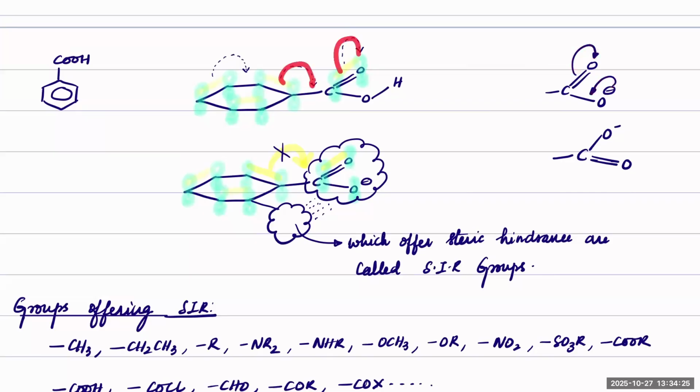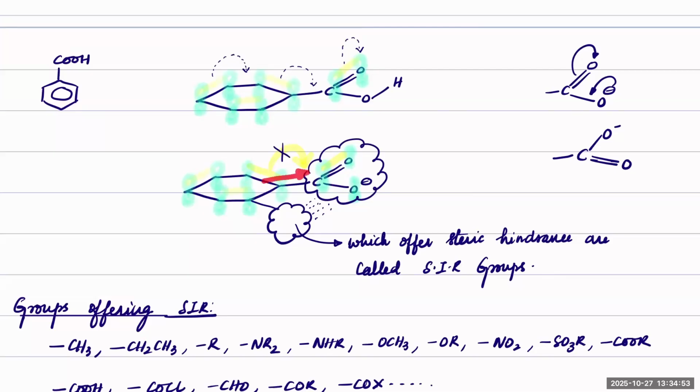But by chance, if there is any bulky group at ortho position, now this group and this group, they both will repel with each other. Thus, this orbital will not be in the same plane as this orbital. And if they are not in the same plane, the pi bond cannot happen. So if the pi bond cannot happen, the resonance structures of CO minus will be retained. That means there is no donating group.